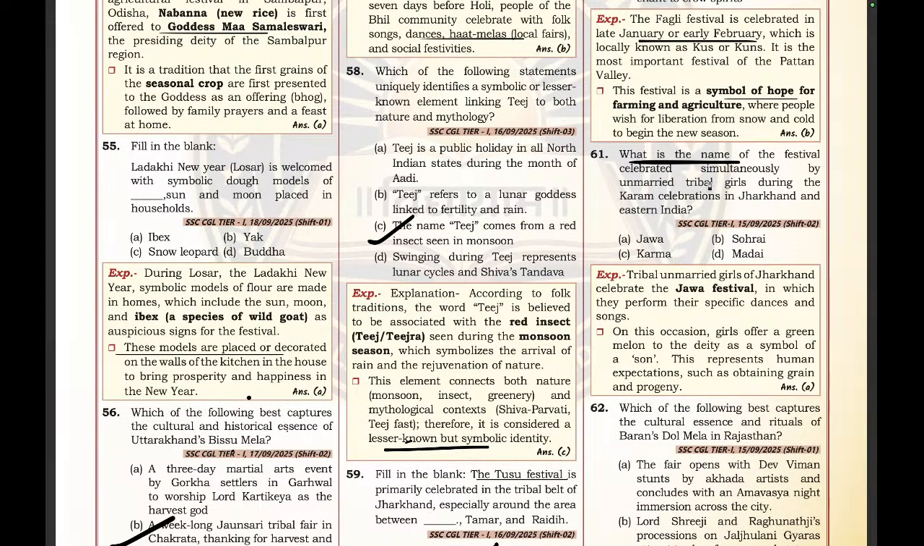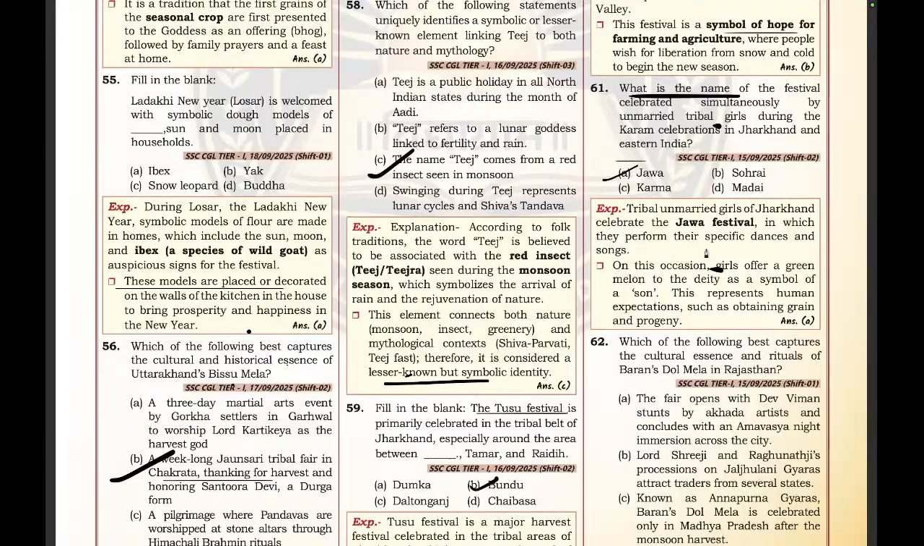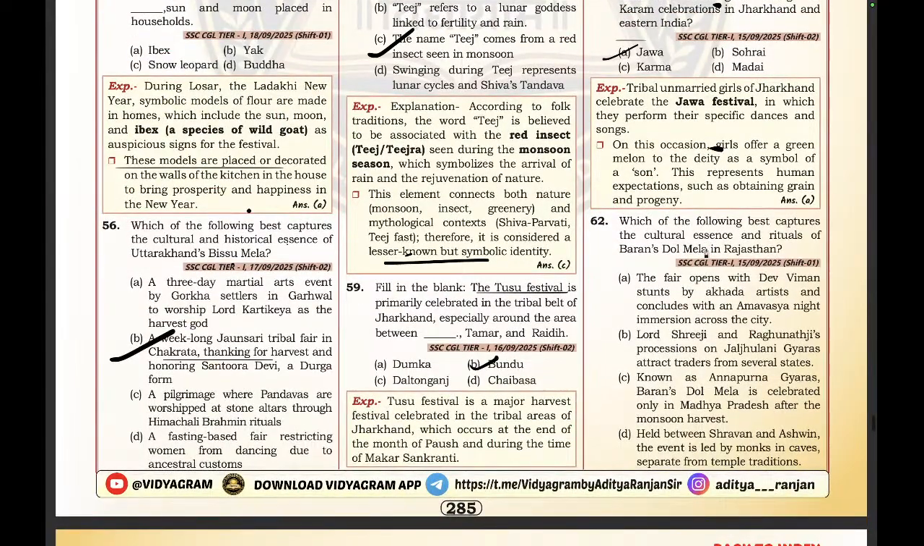What is the name of the festival celebrated simultaneously by unmarried tribal girls during the Karam celebration in Jharkhand and eastern India? Okay, so Karam celebration, so it will be Karma, right? The answer is Jawa, a tribal festival in which unmarried girls celebrate and perform specific dances. Okay, on this occasion the girls offer a green melon to their deity, a symbol of the sun. Okay, Jawa festival is celebrated in nature. Okay, tribal girls do it to get the sun.